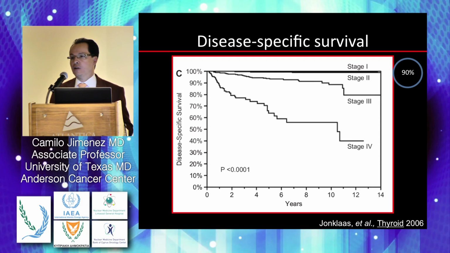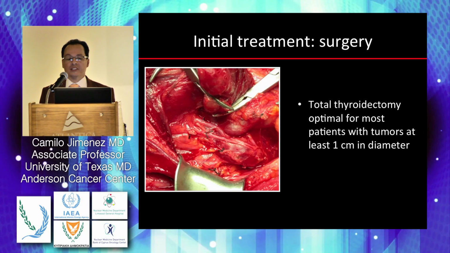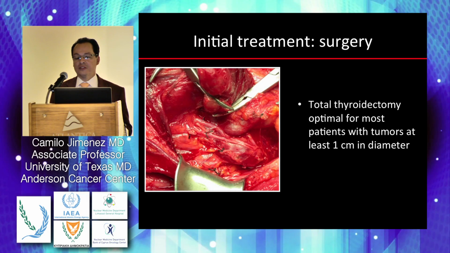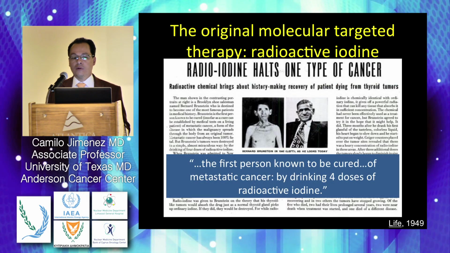From a historical perspective, as we have mentioned before, the ideal treatment, at least for patients who have a papillary thyroid carcinoma that is at least 1 centimeter in diameter, is to have a total thyroidectomy. And you may choose, depending on radiographic findings, the extension of lymph node dissection. We know that radioactive iodine therapy is very important.